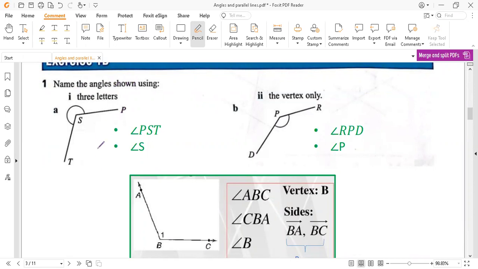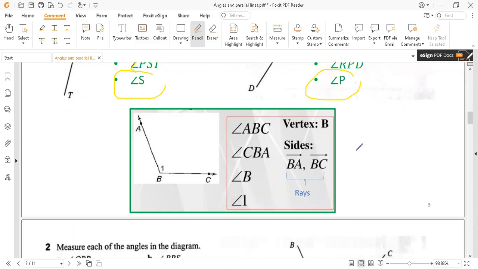So normally we can say that this angle is the angle with this symbol PST, or we can say simply it is the angle S, using the vertex only. Similarly, the second one, we can say it is RPB, or simply using the vertex only, it is the angle B.